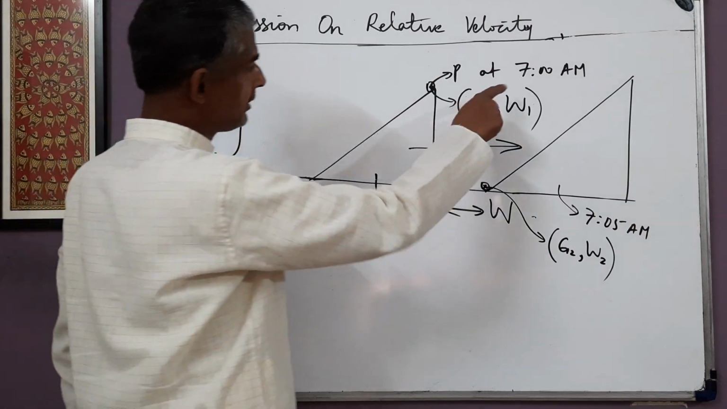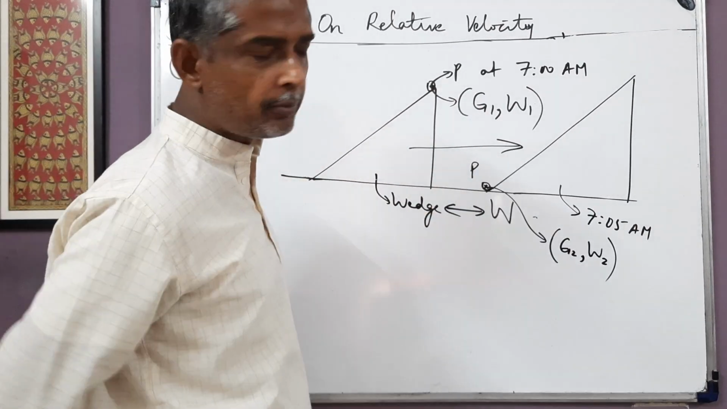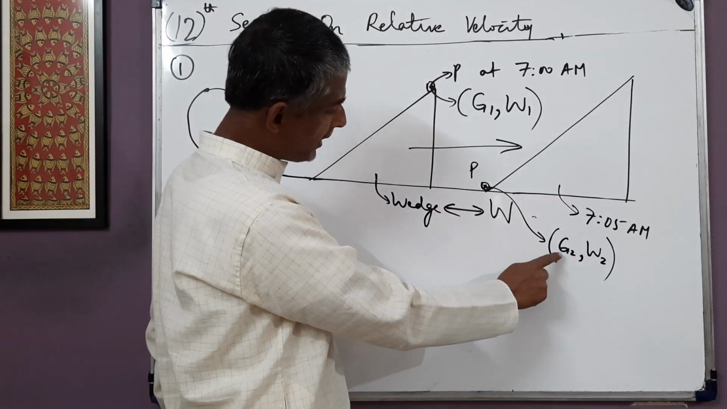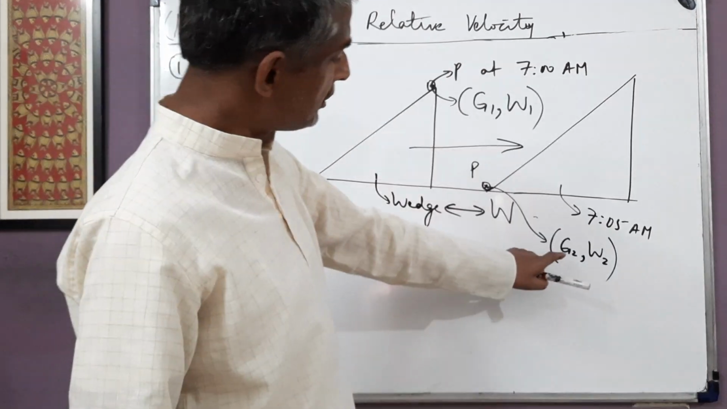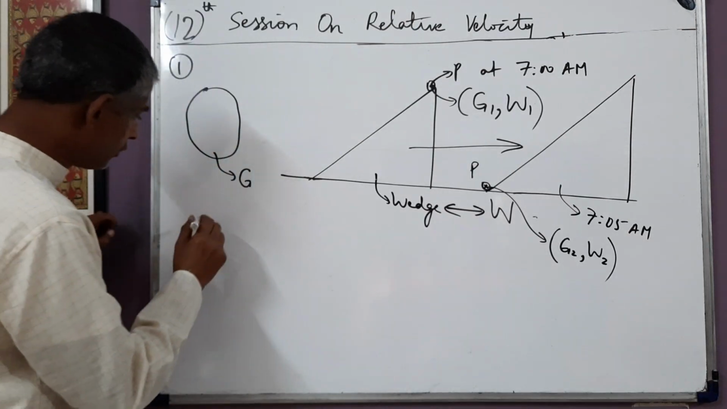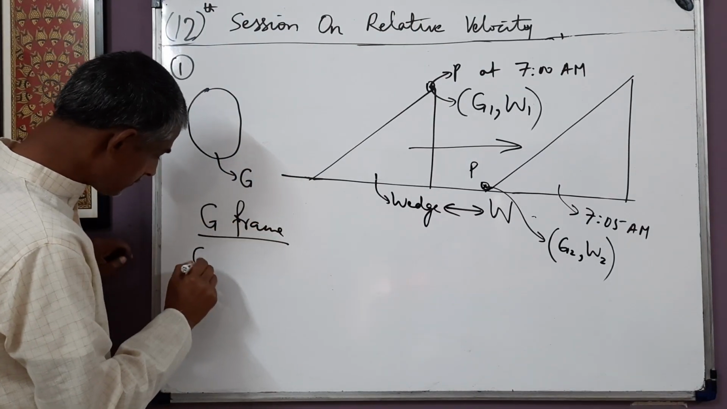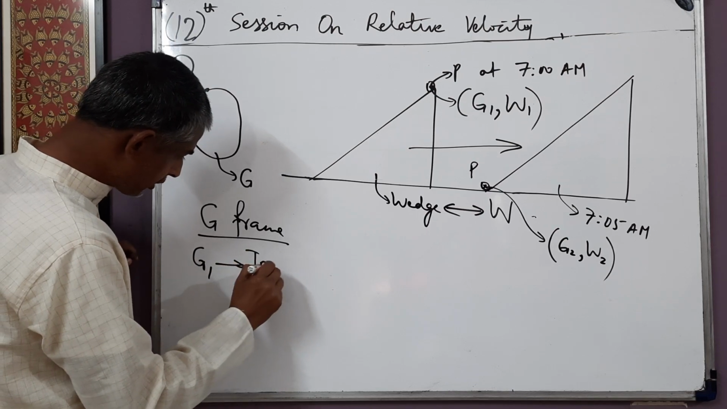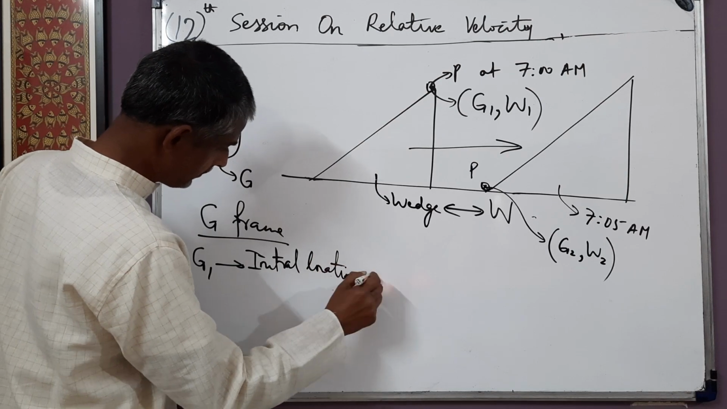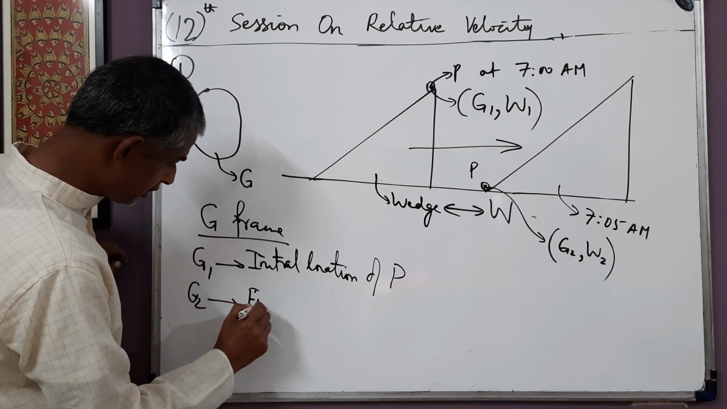So at 7 am point P occupies location G1 of the ground frame, which is the initial location of point P in the ground frame. And at 7:05 am point P occupies location G2 of the ground frame, which is the final location of point P in the ground frame at 7:05 am. So in the ground frame, we'll say like this: G1 is the initial location of P and G2 is the final location of P.